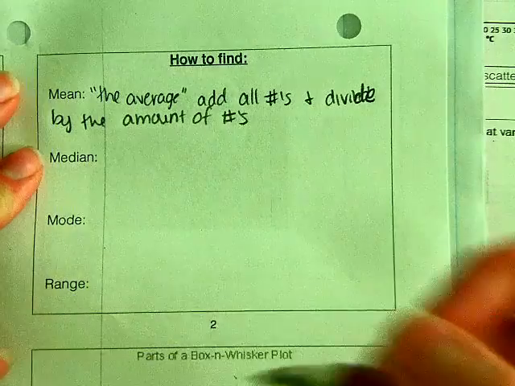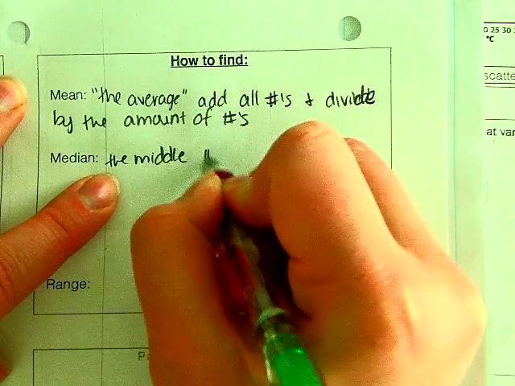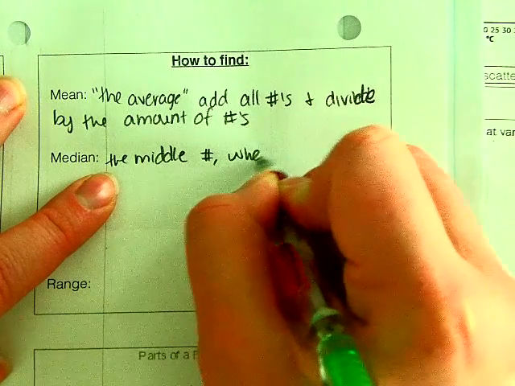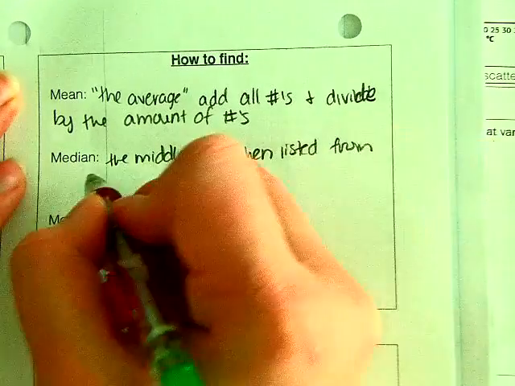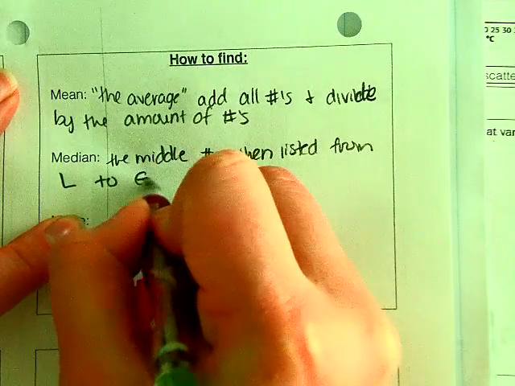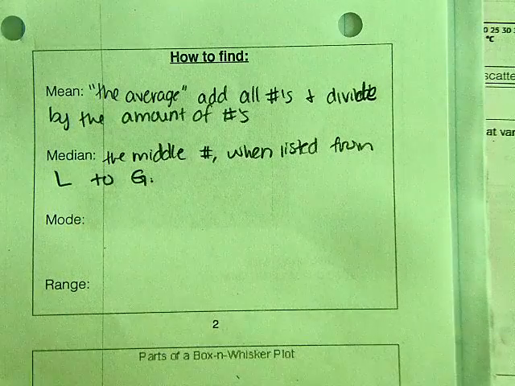The median is the middle number when listed from least to greatest. I'm going to abbreviate that. If there are two numbers in the middle, then you add those two up and divide by 2.